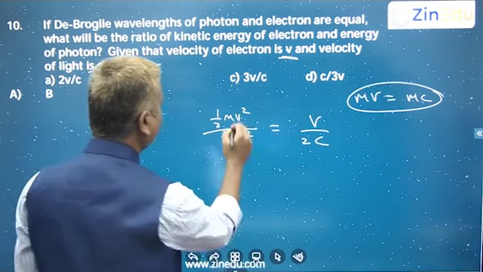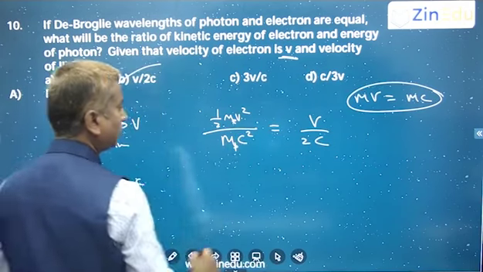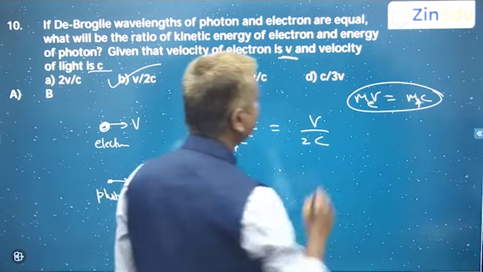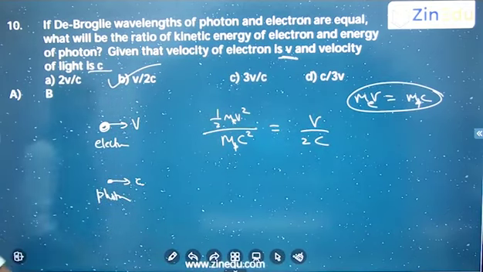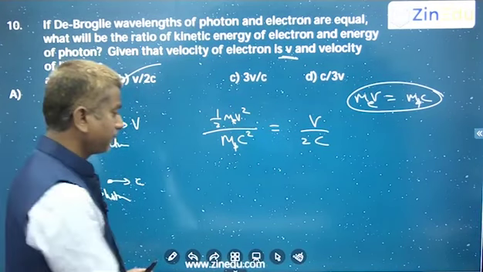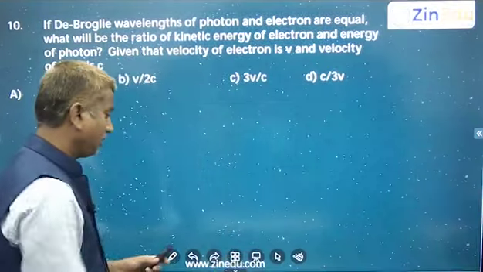Or else you can write mass of electron, mass of photon. So this is the question number 10. Next. So move on to the next one.